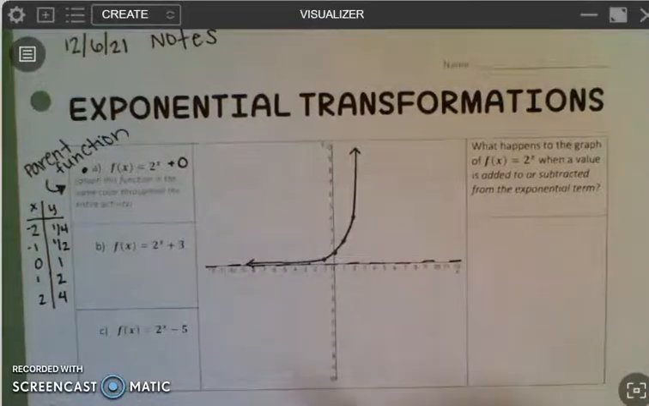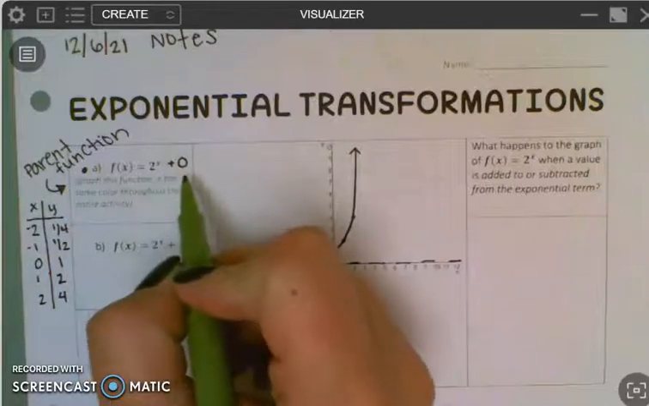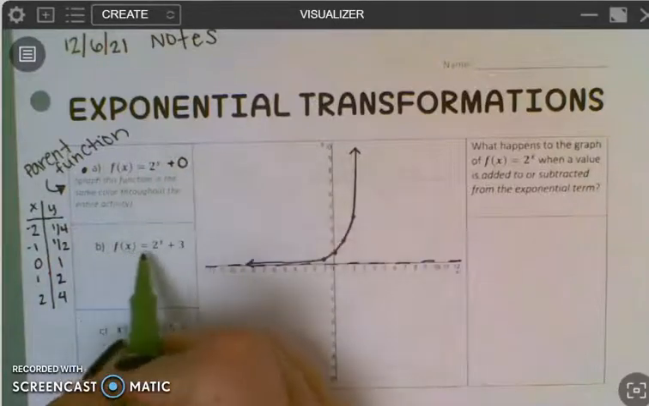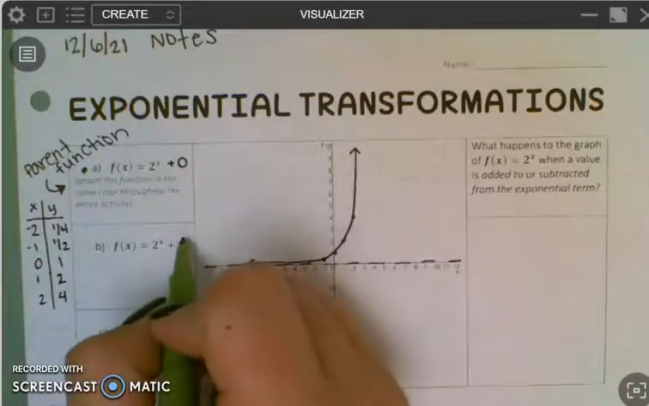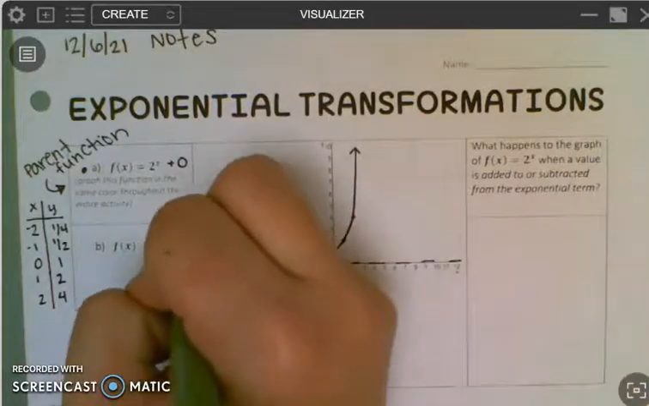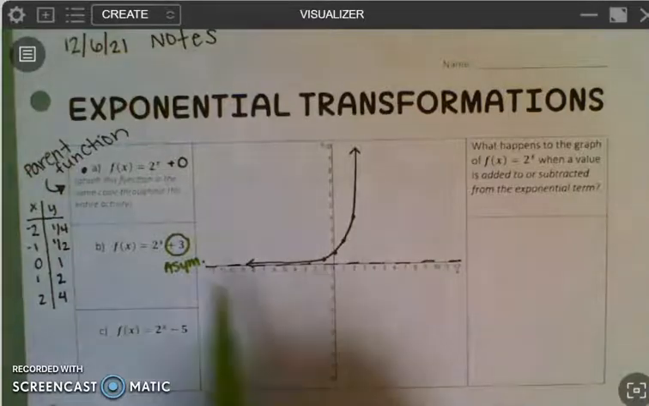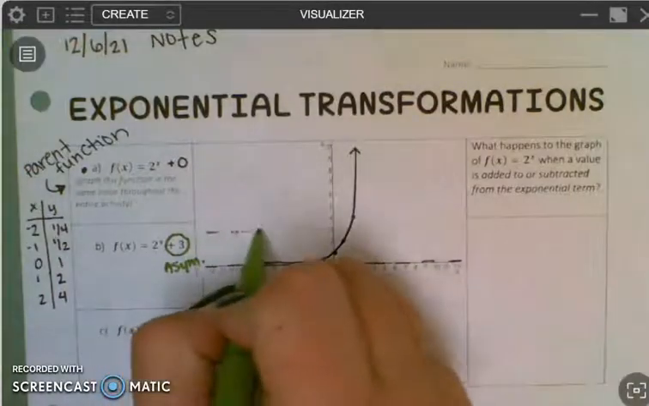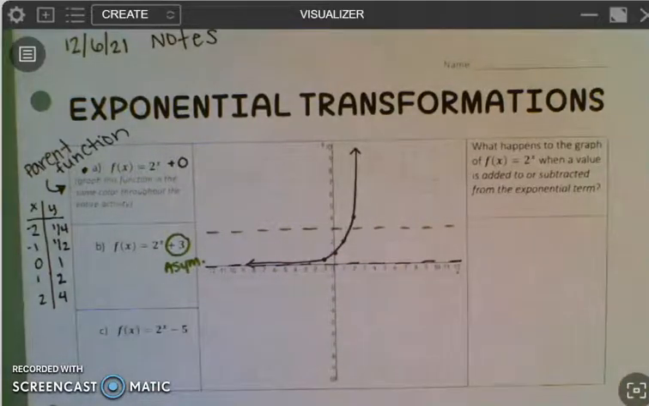Another thing to notice that we talked about on Friday is this +0 at the end here. For letter B, it's 2 to the x plus 3. So this +3 right here is going to be our asymptote. When we start graphing, that's going to be the first thing I need to put on my graph, and then I can start plotting points.